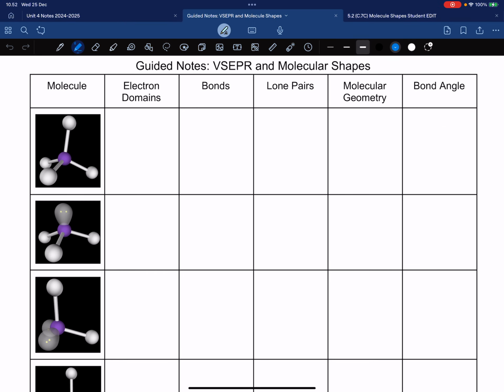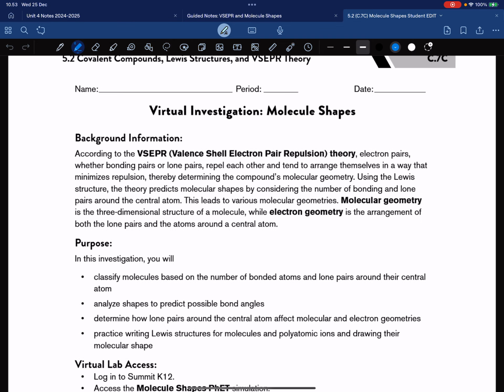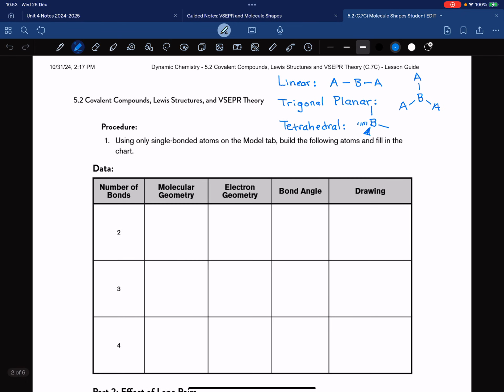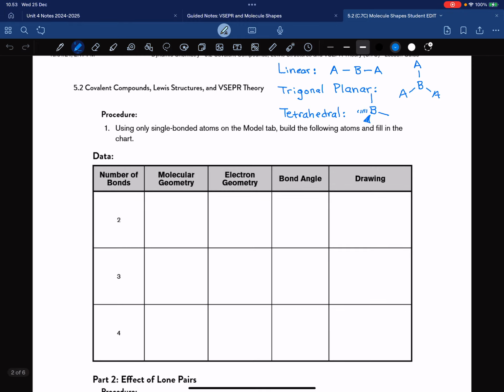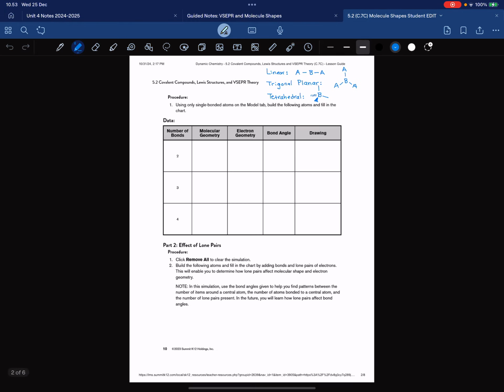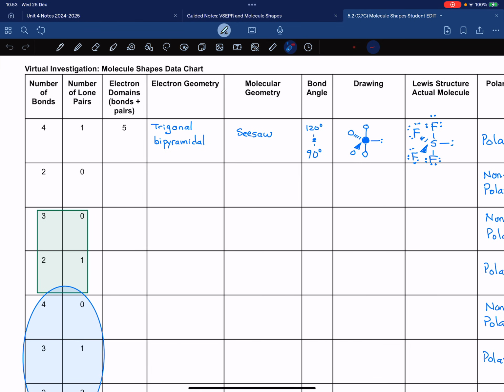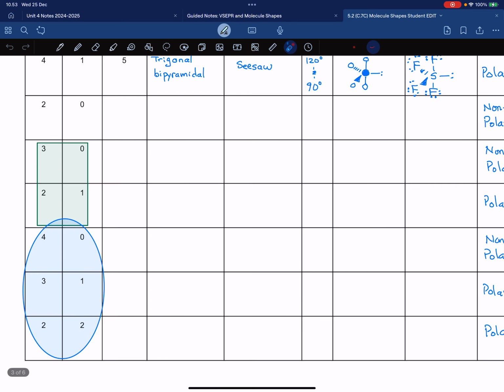All right, ladies and gentlemen, if you're watching this, then you should have already done the virtual investigation, molecule shapes, and worked your way through what the difference was between linear, trigonal planar, tetrahedral, molecular geometry, and electron geometry, etc. You will have also worked your way through what electron domains are, and you have one shape that has two electron domains, two shapes that have three electron domains, and three different shapes that have four electron domains.